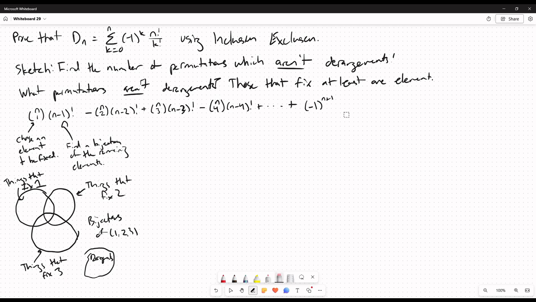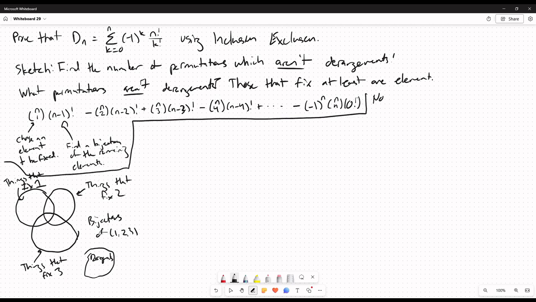I'm going to write this a little silly. I'm going to write this as minus 1 to the n of, I'm going to choose to fix all of the elements and then permute the 0 that remain. So choose 1 element to be fixed, permute the rest, choose 2 to be fixed, permute the rest, choose 3 to be fixed, permute the rest, choose 4 to be fixed, permute the rest. And since this is using the principle of inclusion-exclusion, we'll have this alternating sign for each. So remember, these are the things which aren't derangements.